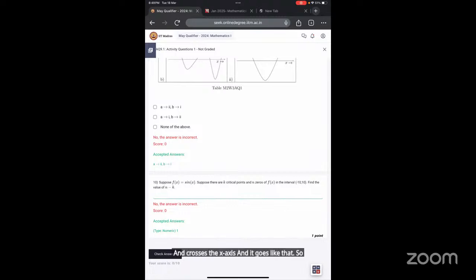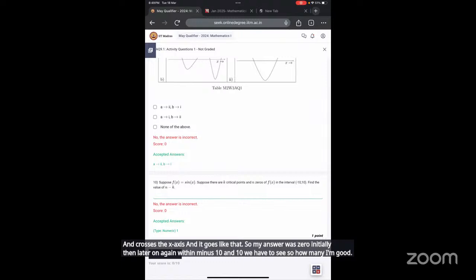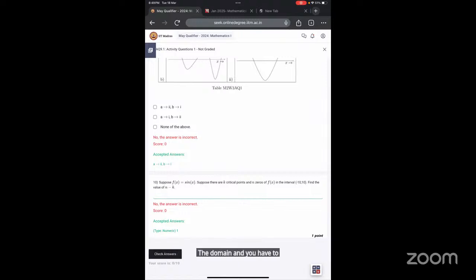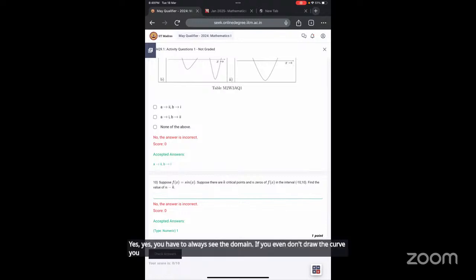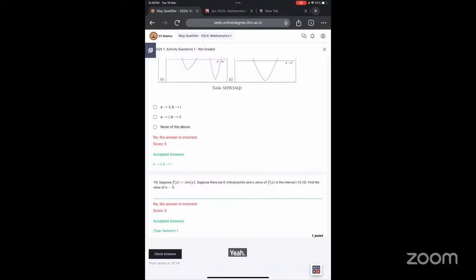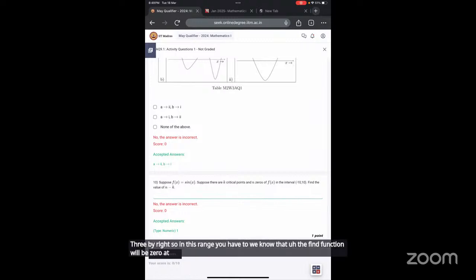So my answer was 0 initially. Then later, within -10 and 10, we have to see how many there are. You have to always see the domain and draw the curve. Even if you don't draw the curve, you know the value of pi, 3.14, so you know how far you can go, maximum minus 3 pi to 3 pi. In this range, the sine function will be 0 at any n pi, so n can vary from -3 to +3. That means 7 points are there.